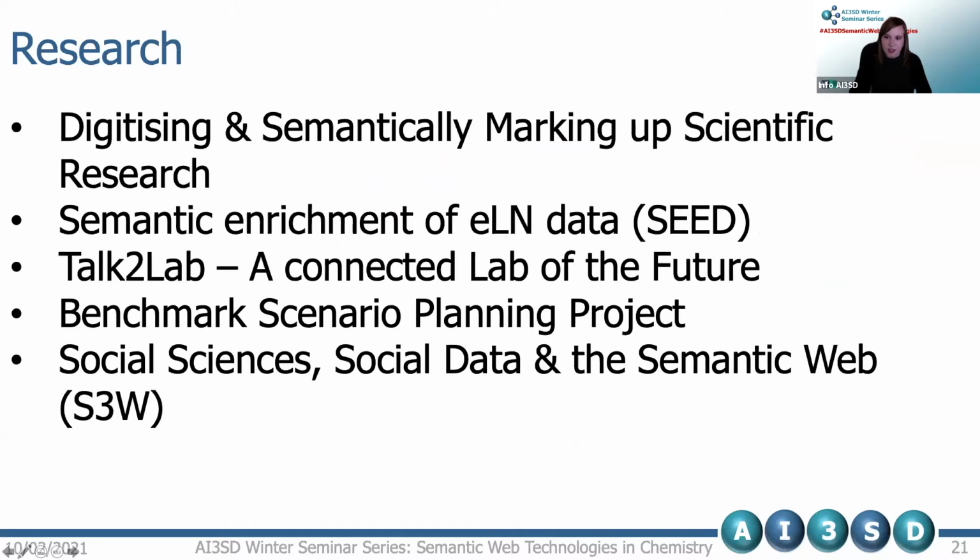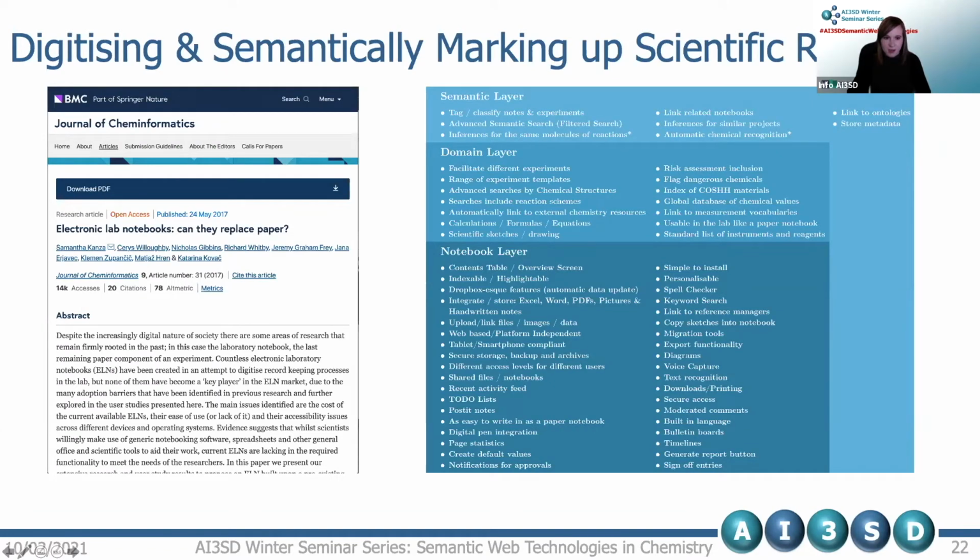web technologies. I will focus mostly on the first three as they are more chemistry related, but I wanted to mention the agriculture and social science ones I've done as well, because they do feed into my lessons learned section. So the first project I'm going to talk to you about is my PhD research, which focused on digitising scientific research and semantically marking it up.